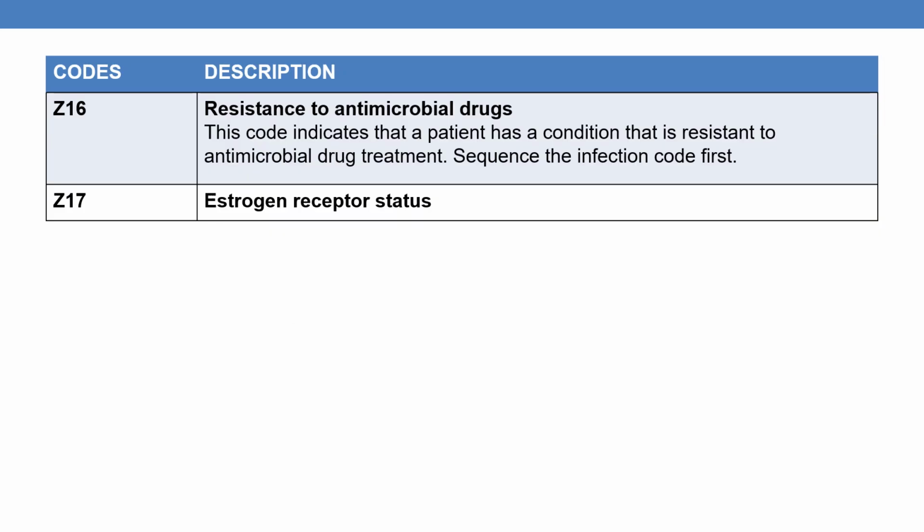The next is the Z16 category. It deals with resistance to antimicrobial drugs. This code indicates that a patient has a condition that is resistant to antimicrobial drug treatment. So sequence the infection code first, followed by the resistance code. The next is Z17, that is estrogen receptor status.